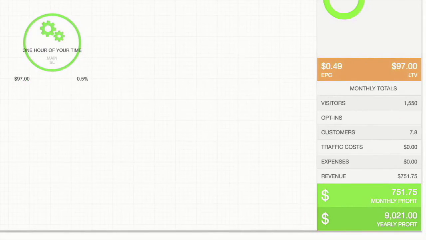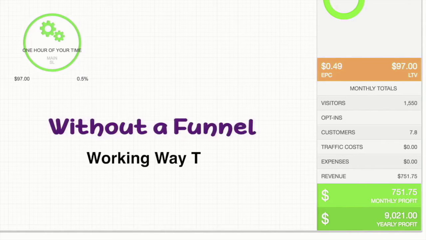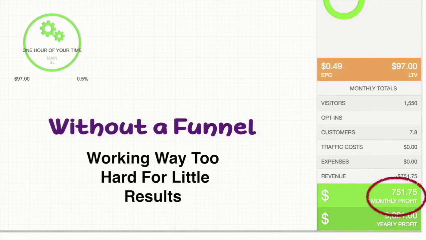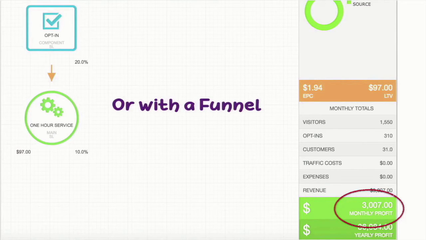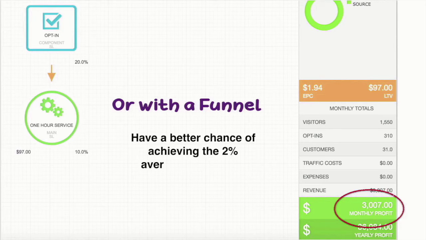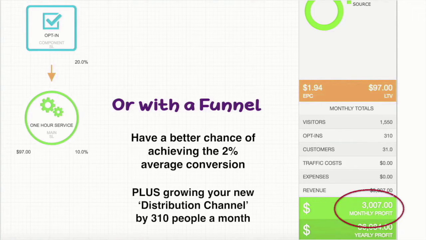So now ask yourself what you would prefer. No funnel in place, that is no opt-in and no way of following up with people, to get $750 a month. Or taking that extra time to put an opt-in place and to automatically get a higher conversion rate while capturing 310 email addresses each and every month and increasing your distribution channel in the process. It's pretty obvious now where these figures and the funnels start to work their magic.